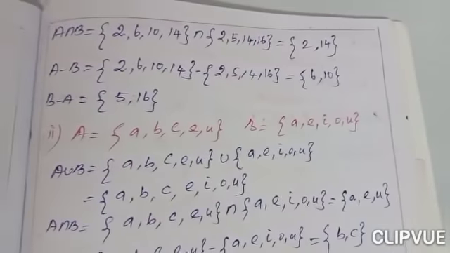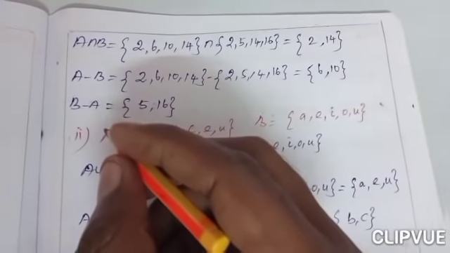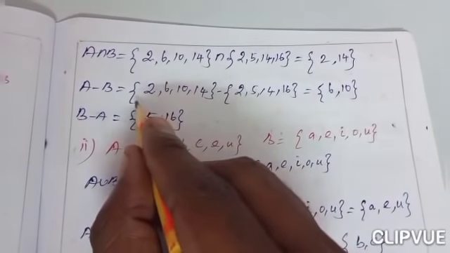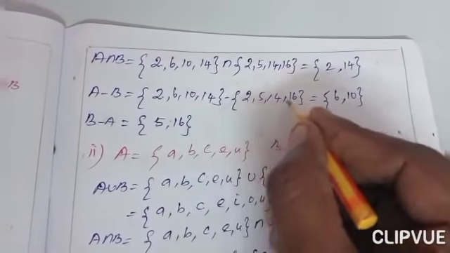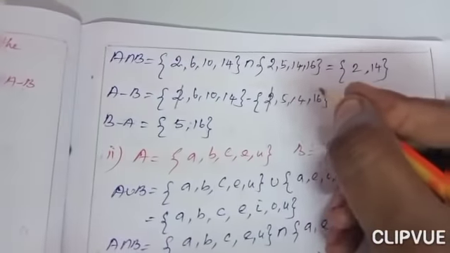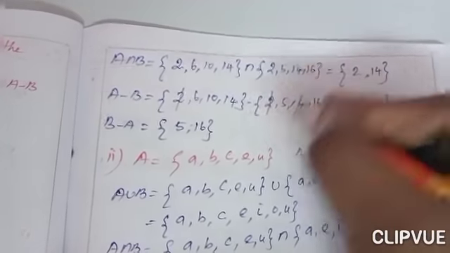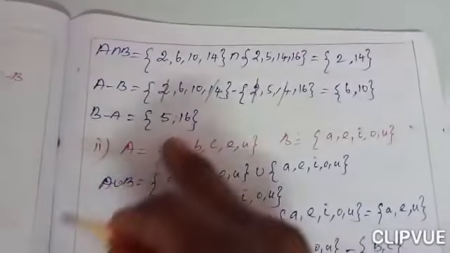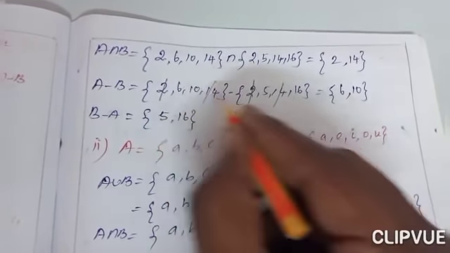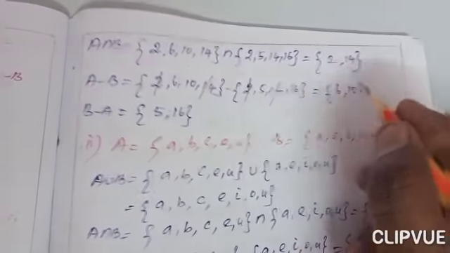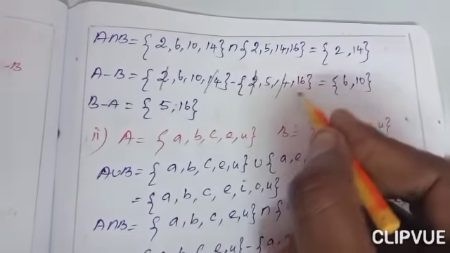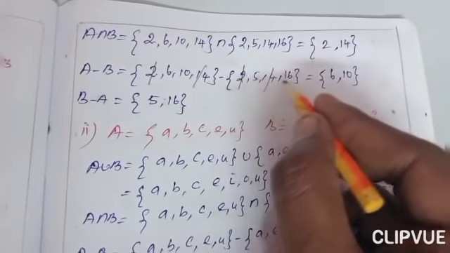After that, A difference B. I said in the previous first Roman itself, another way of doing A difference B is first write the set A, after that write the set B. Strike out the common elements. What are the remaining elements in set A? 6 and 10. That is A difference B. B difference A is also very simple. Write the remaining elements in set B. What are the remaining elements? 5 and 16.